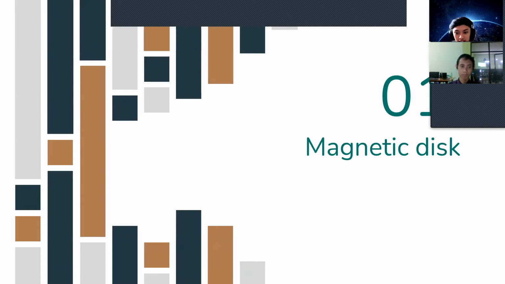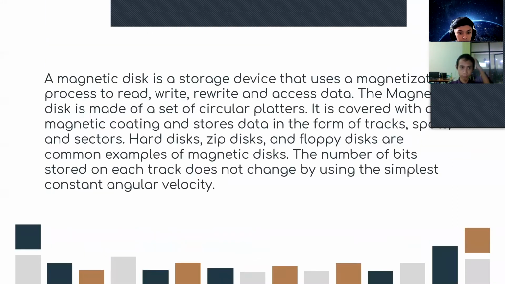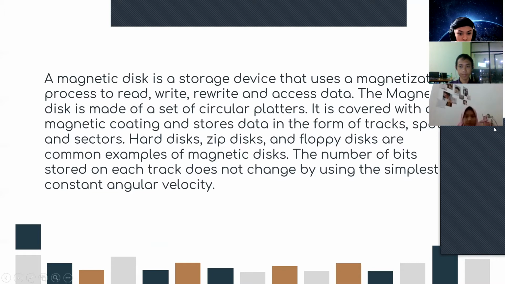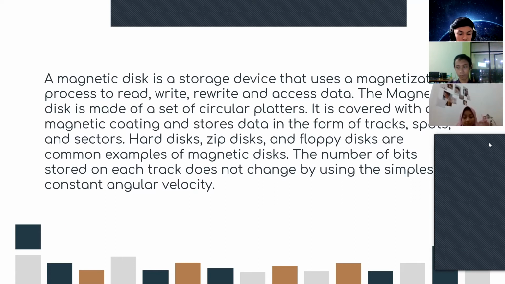Number 1, magnetic disk. A magnetic disk is a storage device that uses a magnetization process to read, write, rewrite, and access data. The magnetic disk is made of a set of circular platters. It is covered by a magnetic coating and stores data in the form of tracks, spots, and sectors.